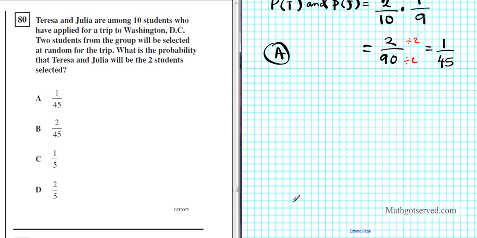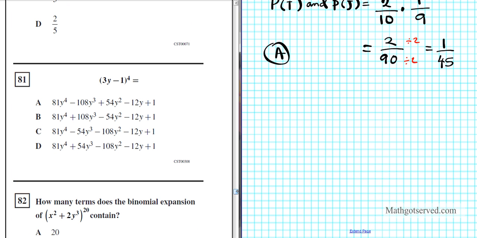All right, let's move on to question number 81. Question 81, we are to expand (3y minus 1) to the 4th. We can do this in 2 different ways. 81 is (3y minus 1) to the 4th. You can multiply this out 4 times if you have energy, or you can use Pascal's triangle, okay?